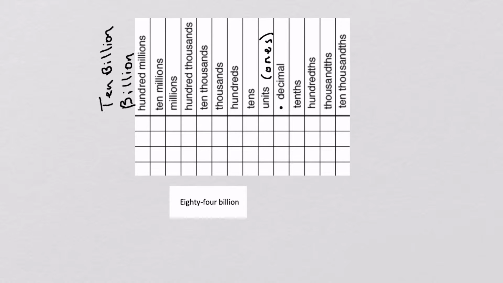84 billion means that I'm going to put the 4 in the billion position. So the 4 goes right here. Now 84 means it has an 8 in front of it. So 8 goes right there. And if my number is just 84 billion, that means that I have zeros in every single other location.